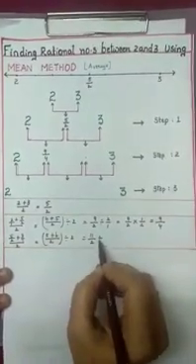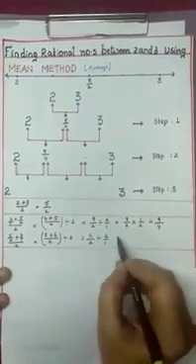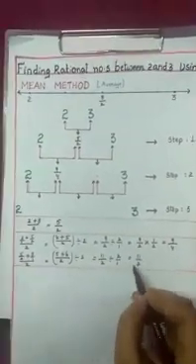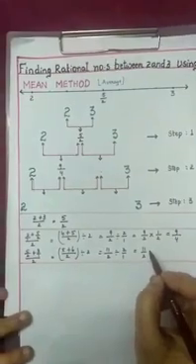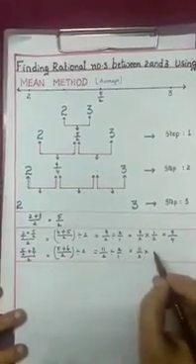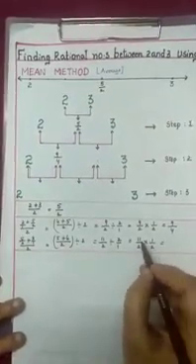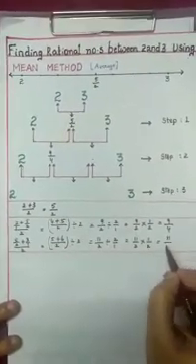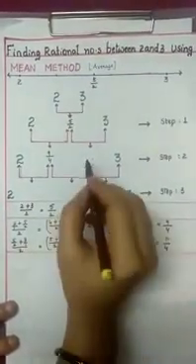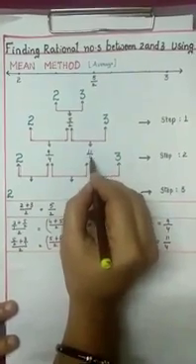11 by 2 divided by 2 by 1. Now 11 by 2, this division symbol we change into multiplication symbol. The reciprocal of 2 by 1 is 1 by 2. So 11 1s are 11, 2 2s are 4. Now here 11 by 4 is another rational number.